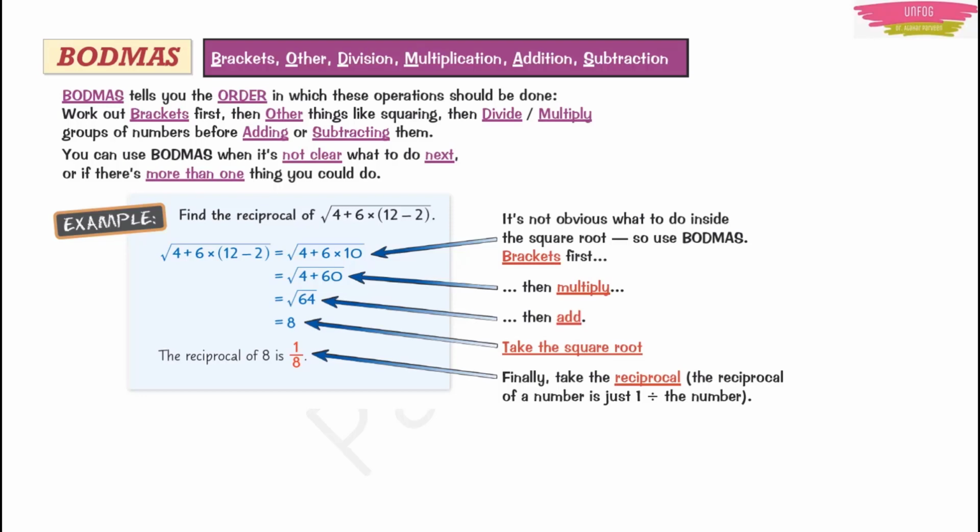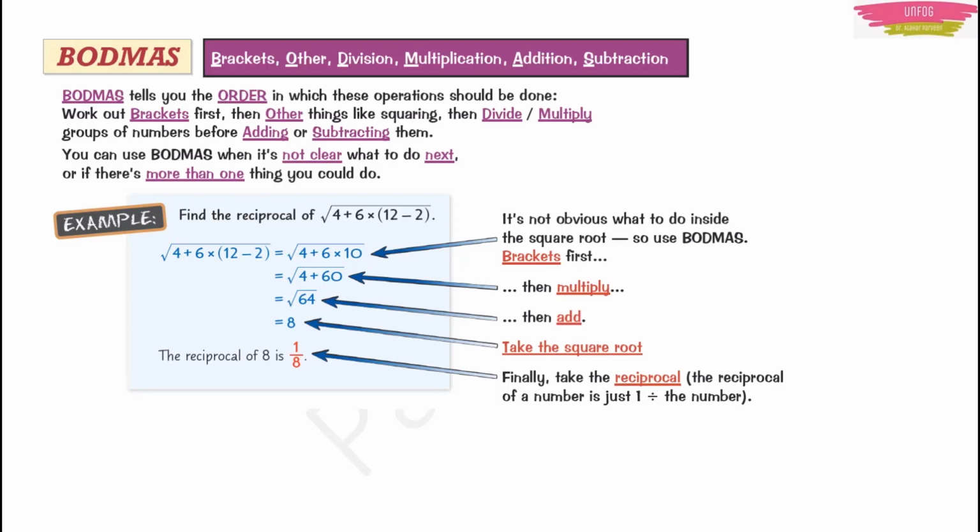Next, according to BODMAS, what you have to do here? Division is not there. Other things are also not there. Third, fourth will be multiplication. Now you multiply. Multiplication is between 6 and 10. So 6 tens will become 60. That you write. Next is addition. 60 plus 4 is 64. Then no subtraction is there, right? If subtraction was there, we would have done subtraction here. Then again, square root. Just remove the square root and that will be your answer, 8. Now you have to find the reciprocal, right? So the reciprocal will be 1 upon 8.